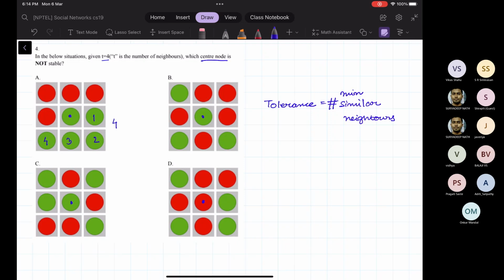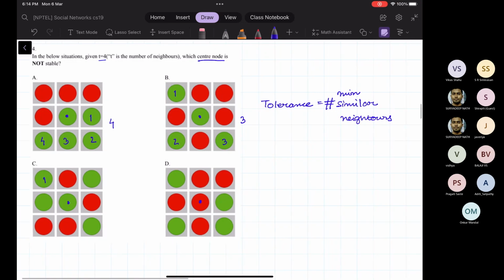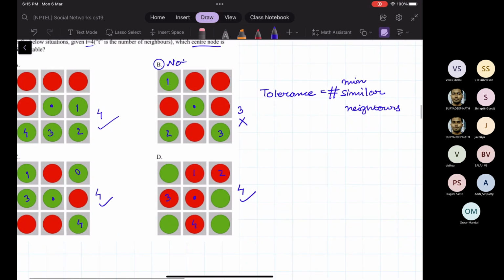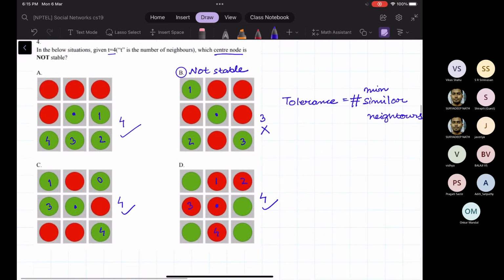In the second case, the number of similar nodes is 1, 2, 3. In the third case, the number of similar nodes is 1, 2, 3, 4. In the fourth case, the center node is red in color, so we'll look at only the red. So you have 1, 2, 3, 4, again 4. So in this case, tolerance is satisfied, t equal to 4, so you have at least four similar neighbors. Here tolerance is satisfied, here also tolerance is satisfied, but in option B the tolerance is not satisfied. So this is the one where it is not stable. So the right answer for the question is option B, not stable.